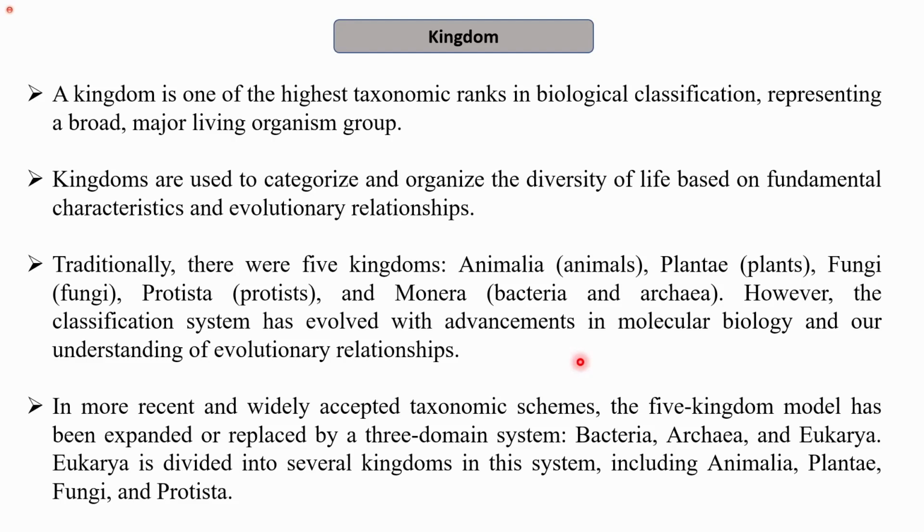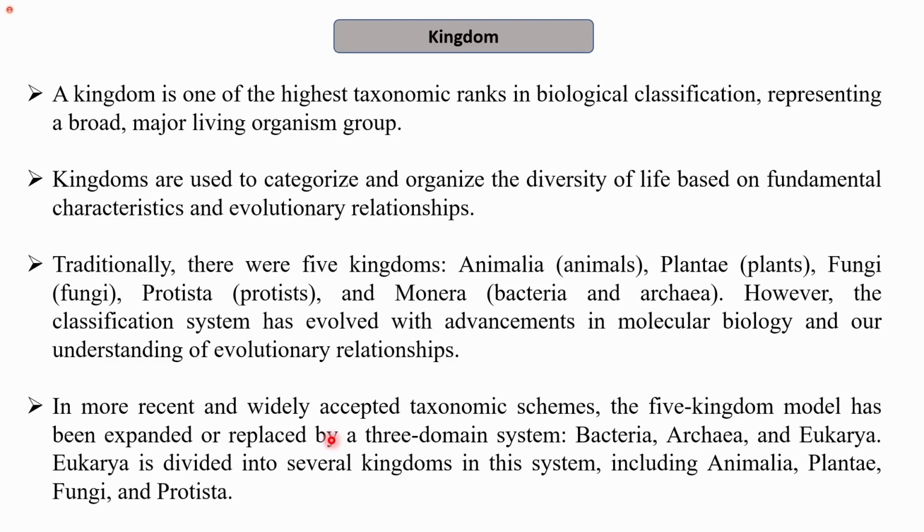we can study in detail at the DNA and RNA level, and our understanding about the evolutionary relationship between the different organisms has improved a lot. So based on that improved understanding, both at the evolutionary level and the molecular level, we have modified this taxonomic classification system, and in the more recent and widely accepted taxonomic scheme, the five kingdom model has been expanded, or we can say it has been replaced by the three domain system.